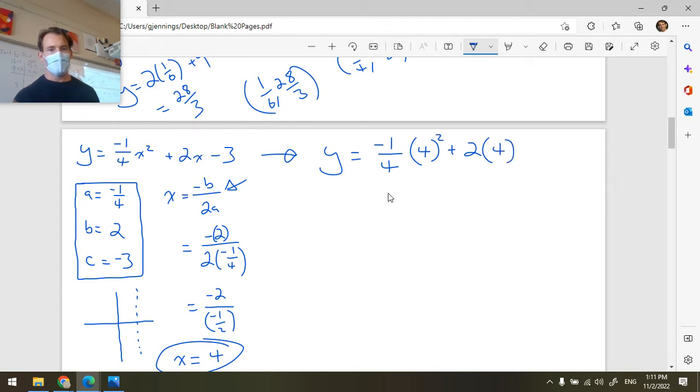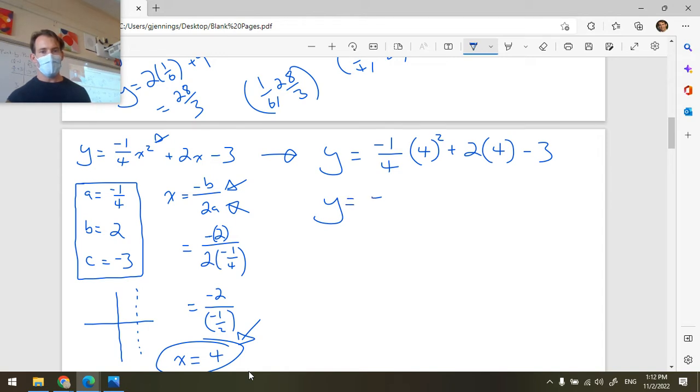Oops, I made a mistake. That should be x squared. Notice I forgot to square that 4 there, so make sure that's there. And then minus 3. So now I'm taking what this little trick tells me. This is the axis of symmetry. That's the x value of the vertex. Let's find out the y value of the vertex.